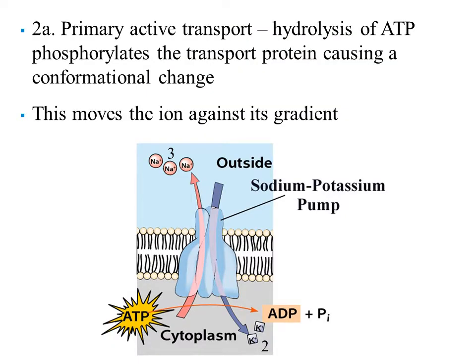Active transport can also be broken up into primary active transport and secondary active transport. So let's look at primary active transport. The hydrolysis of ATP phosphorylates the transport protein, causing a change to occur, a conformational change. This moves the ions against their concentration gradient.